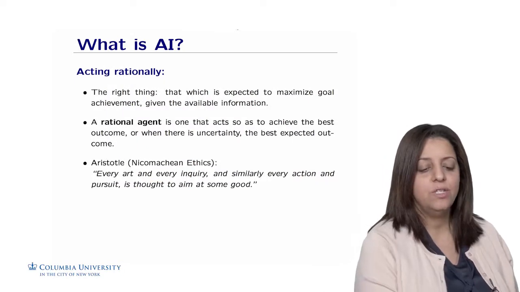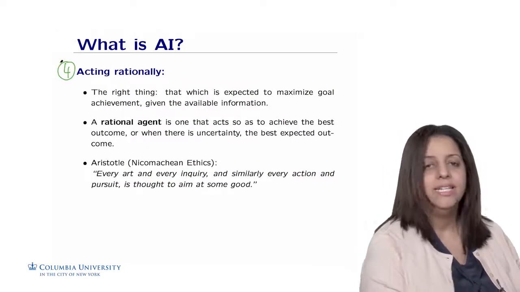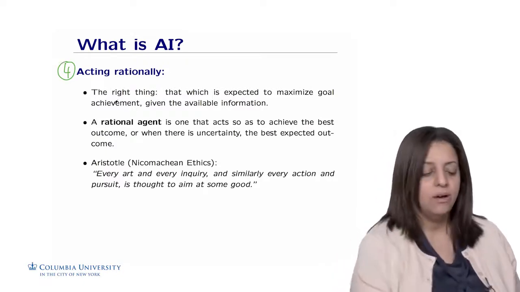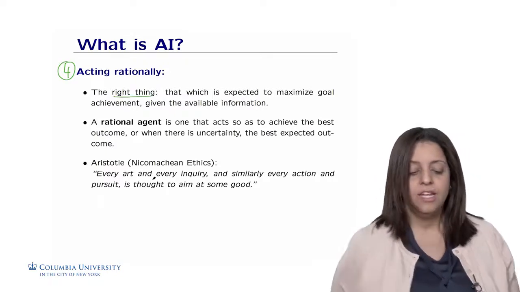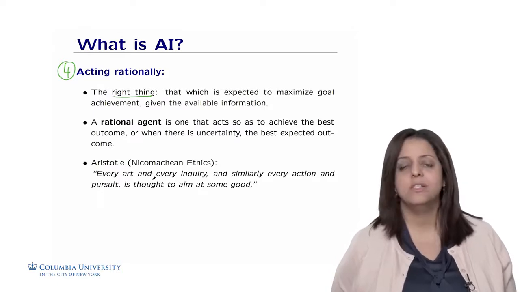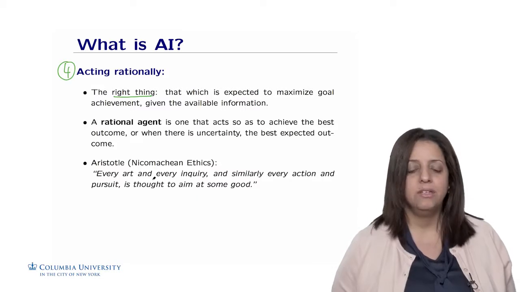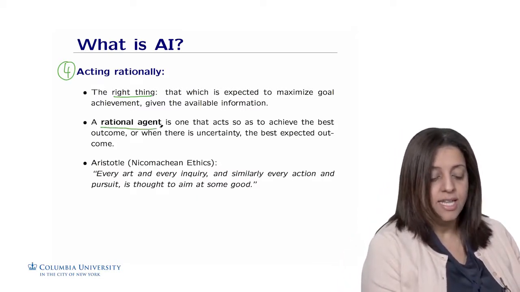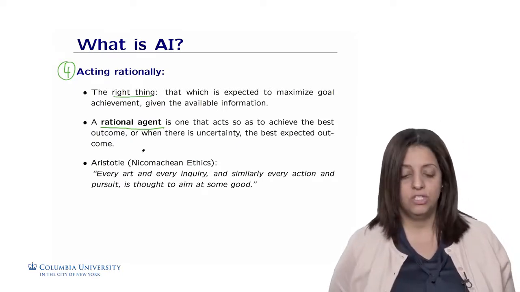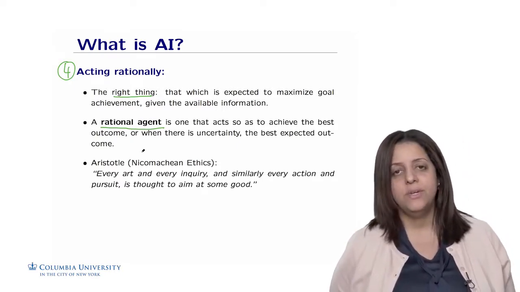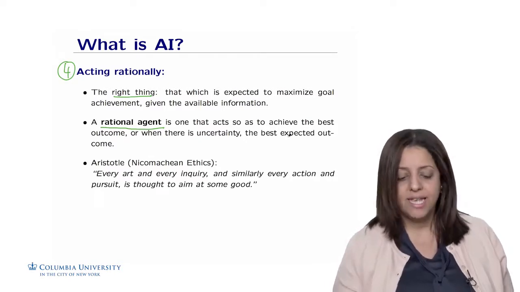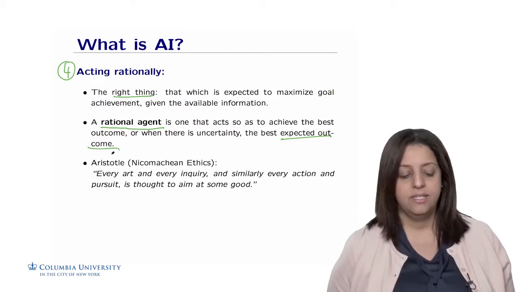Finally, the last school of thought is about acting rationally: designing intelligent systems that act to maximize their goal. It's about agents that do the right thing, that which is expected to maximize goal achievement given the available information about the environment, the background knowledge, and so on. So we want to devise rational agents, that is, agents that act to achieve the best outcome when there is a stochastic environment, meaning uncertainty. We want to achieve the best expected outcome.